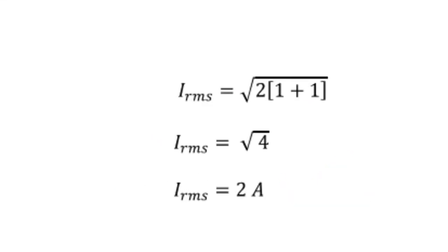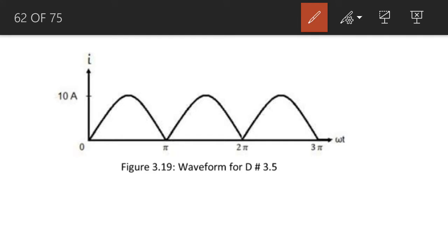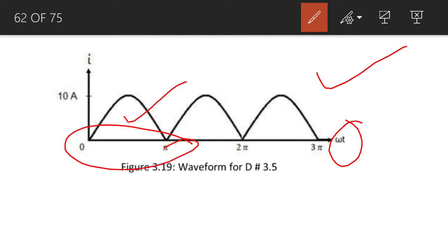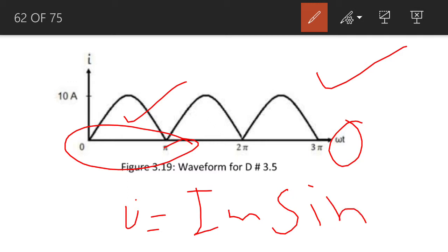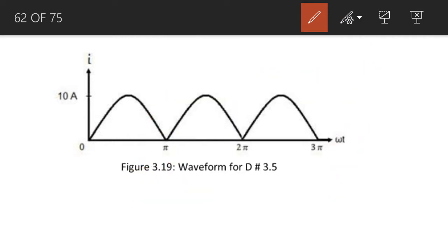So let us consider another numerical example. You see, this is another waveform. This is how the current changes with respect to time, but we have omega t along the horizontal axis. If we consider the equation for the current in this particular range, the equation for the current will be equal to Im into sine of omega t. So in this particular range, the waveform justifies this particular equation.